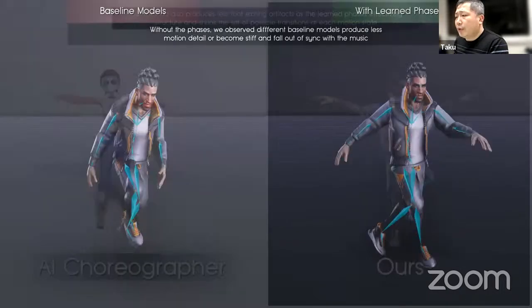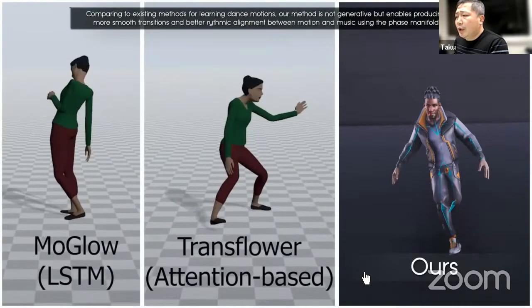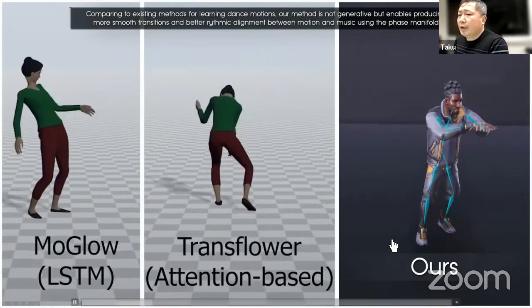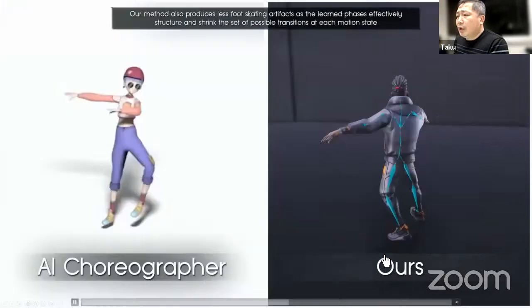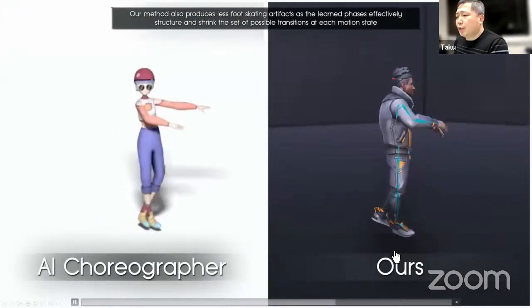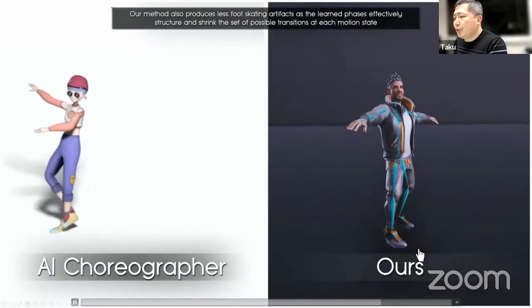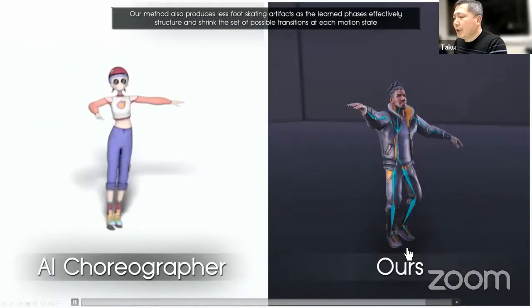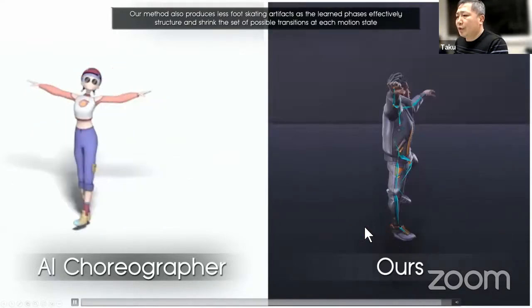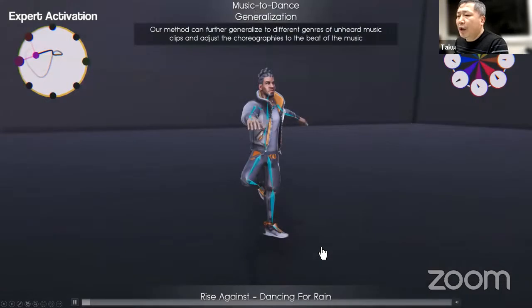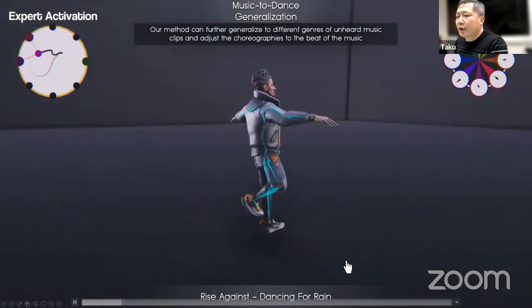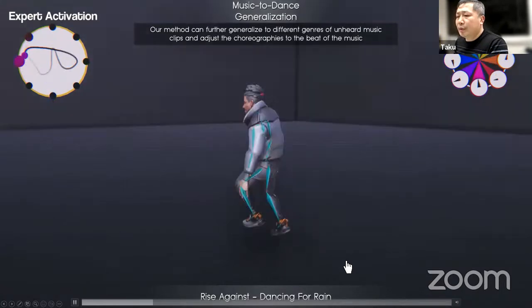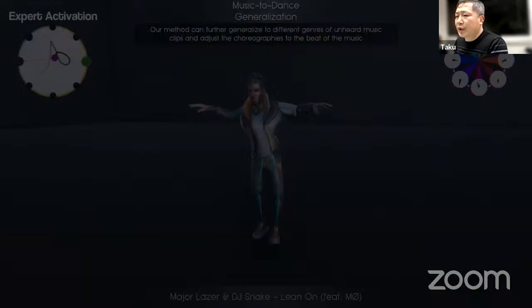Here is the dancing compared to the baselines. You can see the motion quality is better with the proposed method. Although it's less creative, since the patterns that can be created are limited to the training data, you can see that a different dance motion appears when the music style changes.